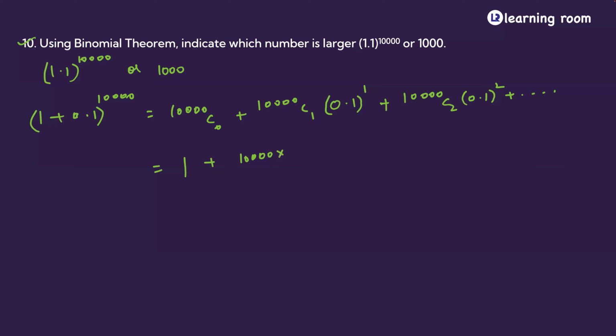into 0.1 to the power 1, which is 10 power minus 1. Plus, I'm not concerned about the numbers from here. So this 10,000 into 10 power minus 1 is going to give us 1,000. This is the number with which our comparison is based, plus 1 plus something. So since I have 1000 already here, it is clearly indicating that 1.1 raised to the power of 10,000 is greater than 1000. Clear? Simple problem.